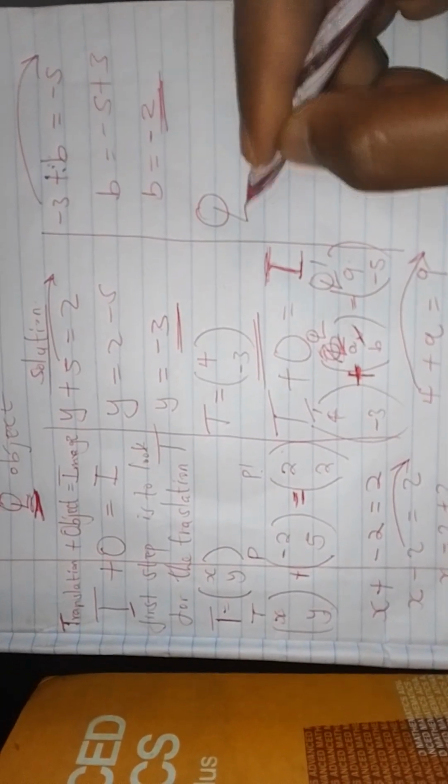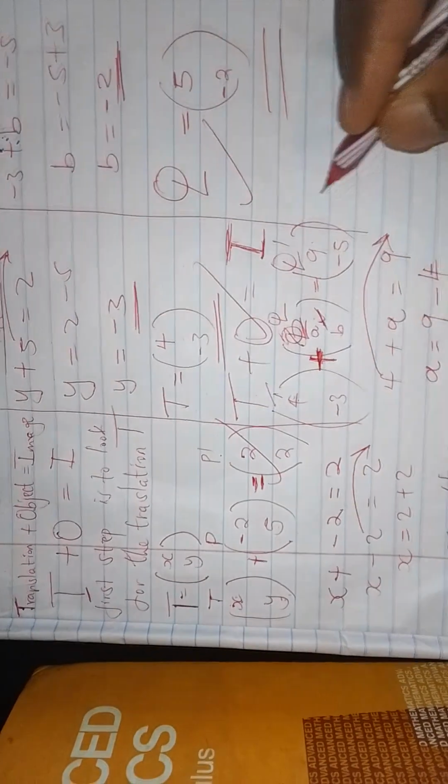So having the two unknowns, we have our Q object. Because we said it's A, then B, A is 5 and B is negative 2. So it's (5, -2). So you have the Q object and you have your 3 marks. First step, you look for the translation, then finally you look for the Q object, the question asked. So this is a 3-mark question. That's how you get your 3 marks.